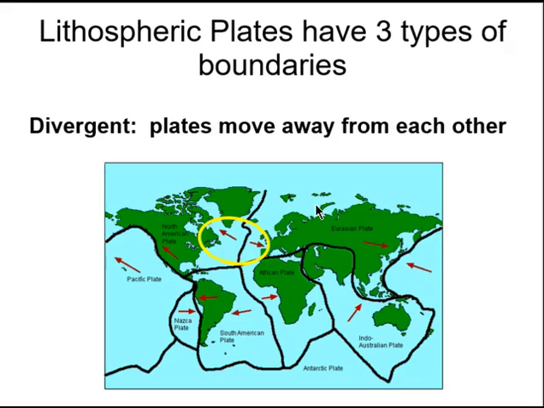The first one is divergent plate boundaries or divergent zones. This is where you have two plates that move away from each other. And in that original image I showed you, here's an example of that. You can see here is a plate boundary. So we've got a plate on this side and we've got a plate on this side. And this plate is moving this way and this plate on this side is moving that way. Because they are moving away from each other, we call that a divergent plate boundary.